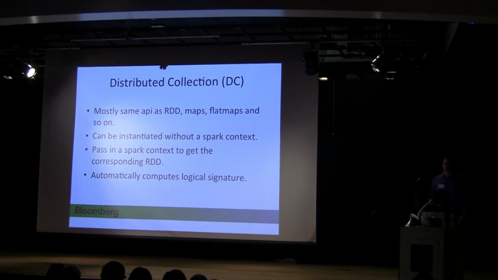So here's an abstraction. I call it the distributed collection. It's pretty much the same as an RDD. It maps like an RDD, it flat maps like an RDD, and so on and so forth. It can be instantiated without a Spark context. It's essentially just a pipeline. And if you want to get the corresponding RDD, all you have to do is pass in a Spark context. And also, it automatically computes the logical signature.